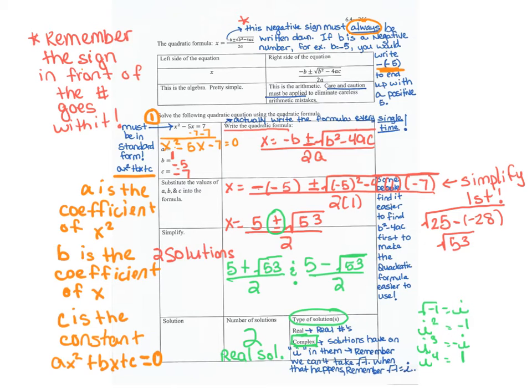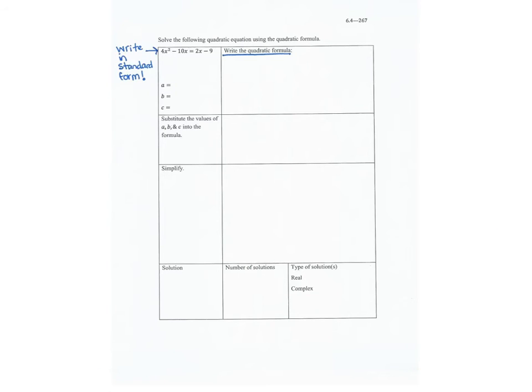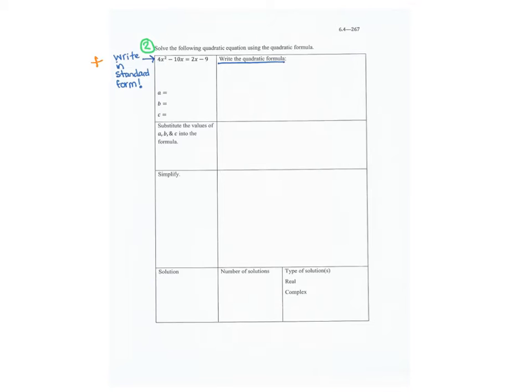So let's turn the page to page 4 of our quadratic section. So we've got another example. Solve the following quadratic equation, and then we'll identify our types of solutions. So this is example 2. And right here I wrote you a little note, write in standard form. That's very important. So we'll come over to the side. We have 4x squared minus 10x equals 2x minus 9.